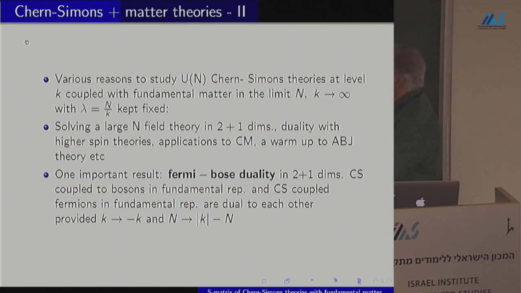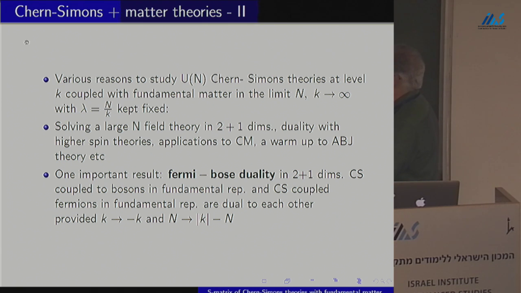Now there are various reasons to study Chern-Simons theories, especially in the large N limit. Of course, it would be fantastic if we can solve these theories for finite N and k, but even in the large N limit, the problem is not very easy to solve. And I will basically, in the first few slides, tell you some of the results of the efforts that have been made in the past few years. So we have many reasons for doing it.